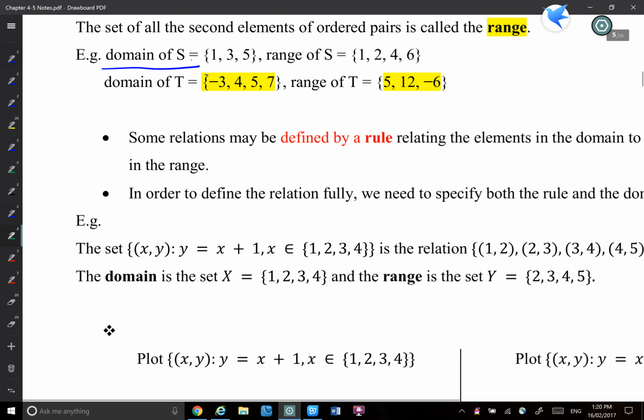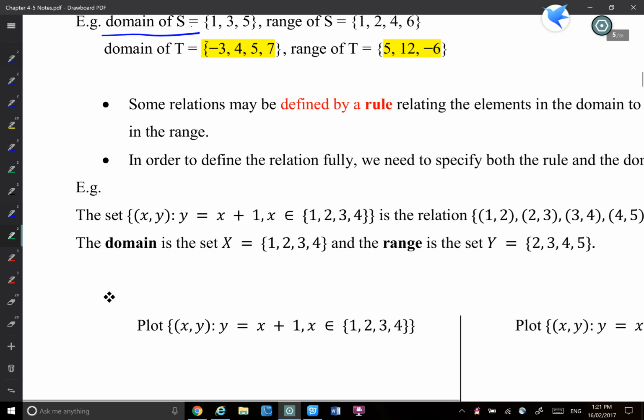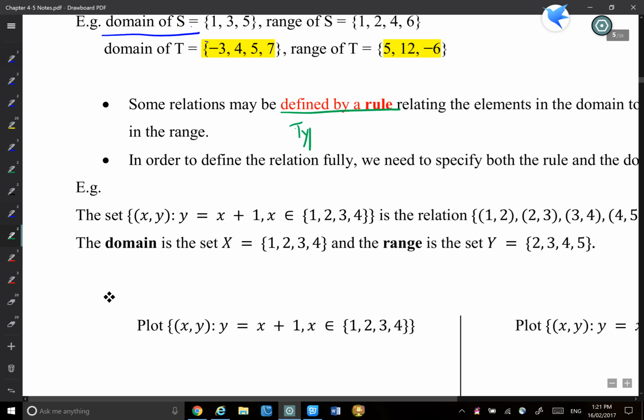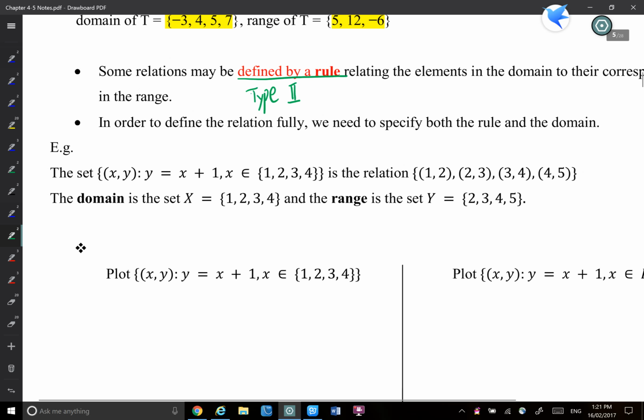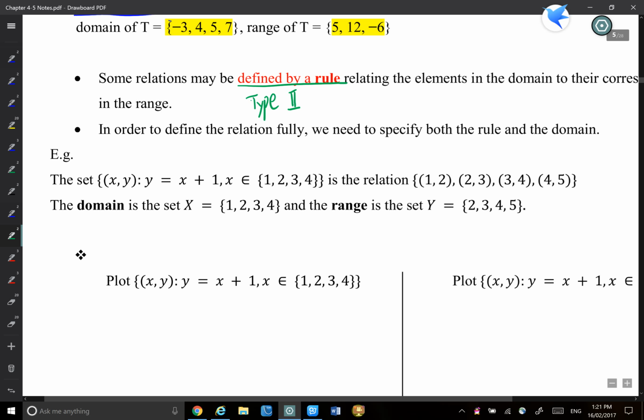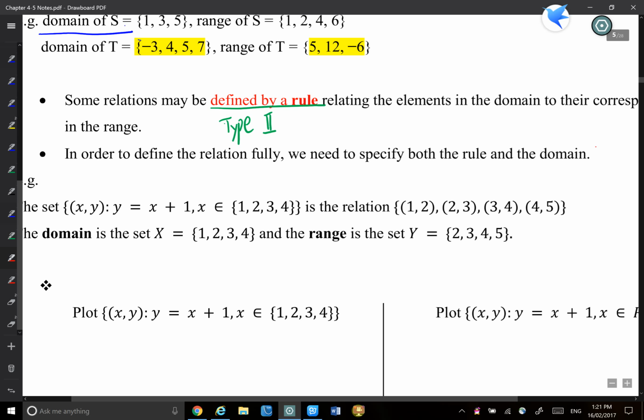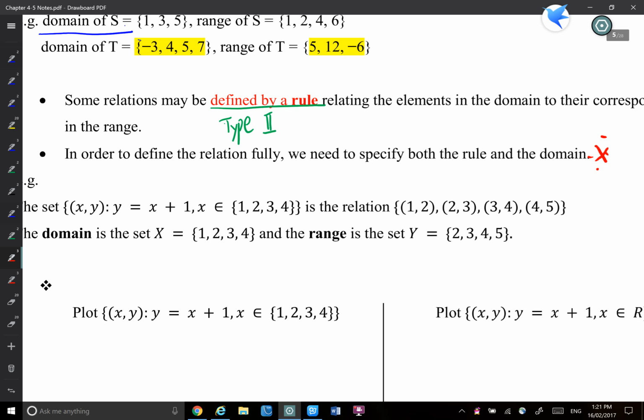For the second one, this is type 2. Type 2 is defined by a rule. I'm telling you a relationship between x and y. For example, x plus 1 equals y. So I give you a relationship. This is defined by a rule. I'm not listing all of the points, but I give you a rule instead. And in order to define the relation fully, this is important, we need to specify both the rule and the domain.